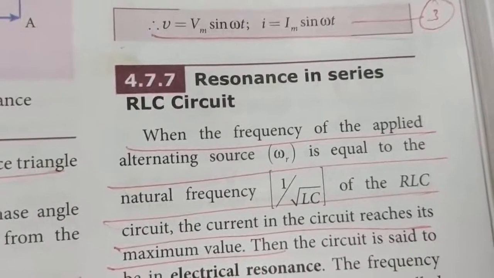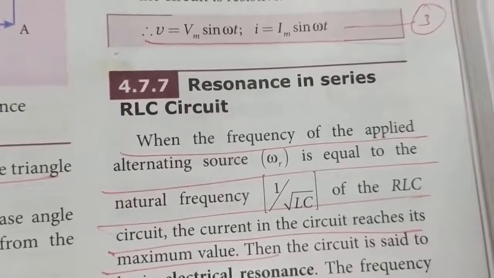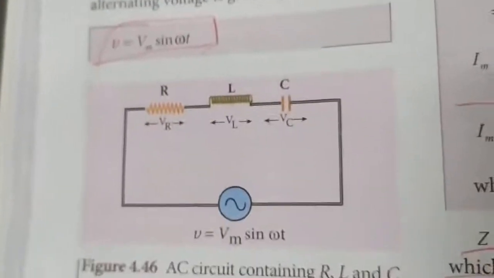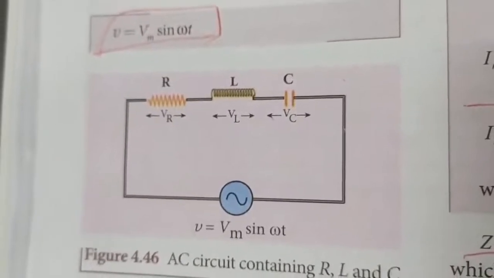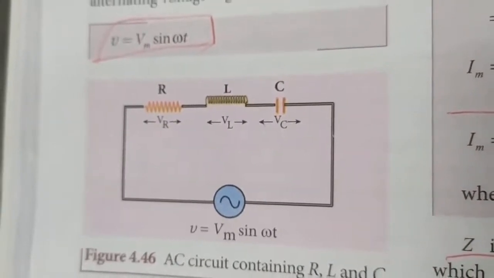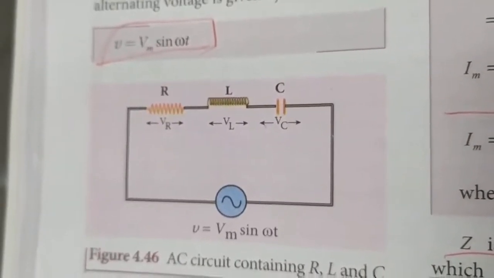RLC circuit means resistor, inductor and capacitor which are connected in series. You see this diagram. Here we are having all the three components which are connected in series. So it is called as RLC series circuit.